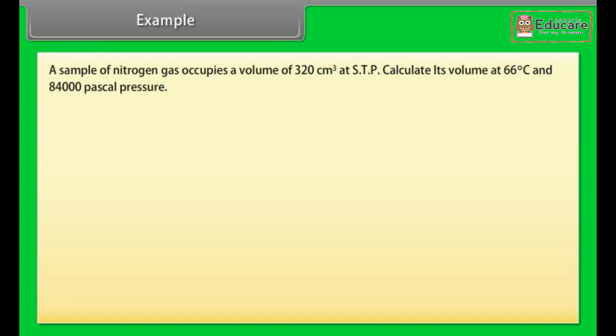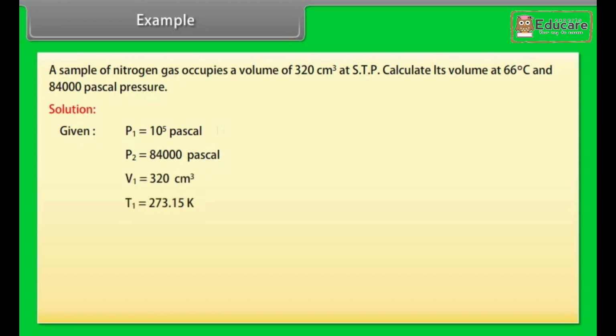133.322 Pascal. Example: a sample of nitrogen gas occupies a volume of 320 cm³ at STP. Calculate its volume at 66 degrees Celsius and 84,000 Pascal pressure. Solution: given P1 = 10^5 Pascal, P2 = 84,000 Pascal, V1 = 320 cm³, T1 = 273.15 Kelvin, T2 = 66 degrees Celsius = 66 + 273.15 Kelvin = 339.15 Kelvin. We have to find V2.